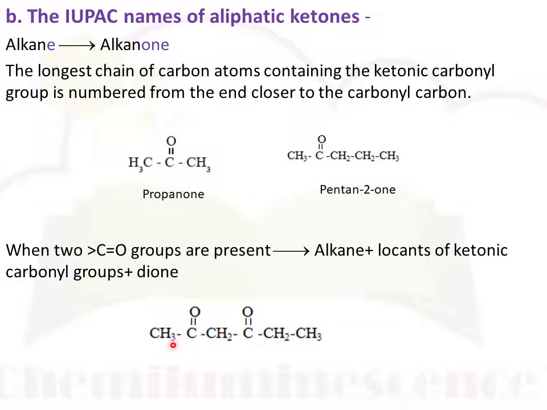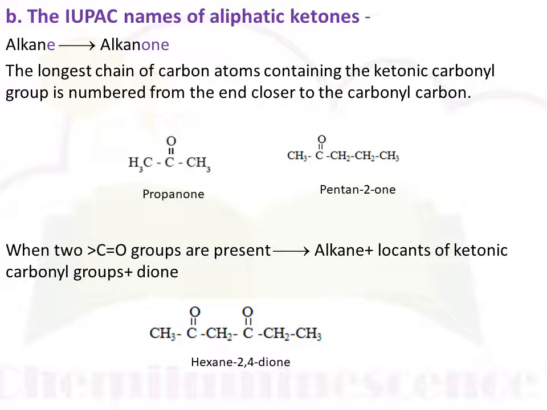So start the numbering from that end which is closer to the carbonyl. If we start from here, it is 1, 2, 3. The carbonyl carbon comes at the 3rd position. But if we start from this end, then the carbonyl carbon comes at the 2nd position. Hence it is 1, 2, 3, 4, 5, and 6. There are a total of 6 carbons present. Hence it is a hexane. Then write the locants of these ketonic groups. One is at the 2nd position and another is at the 4th position. It is 2, 4. And then add the word dione. That is, it is hexane-2,4-dione.